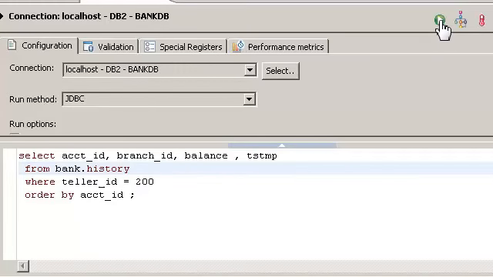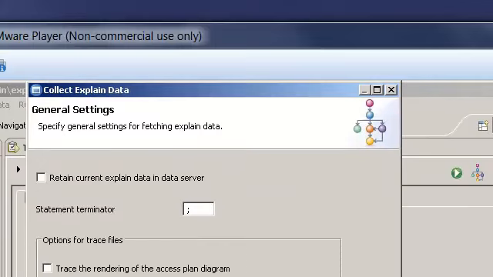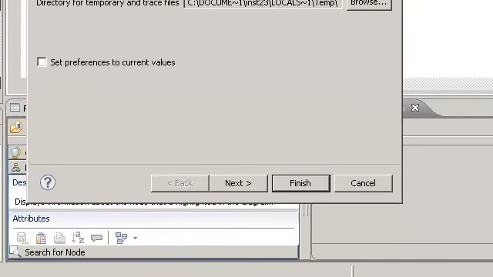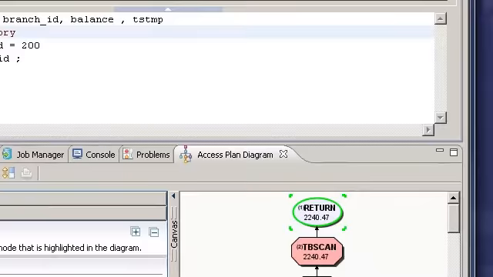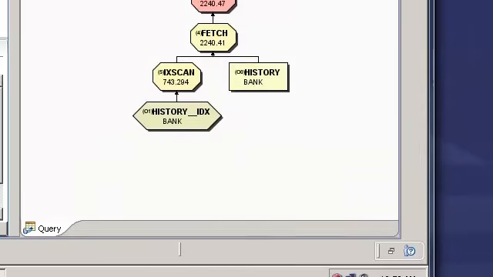We could run the query and actually see the result. We're going to run Visual Explain just to look at the access plan. We have a number of settings we could choose. For example, we could set a schema if we had unqualified tables. We're going to take all the defaults. The access plan appears here as the access plan diagram. We will maximize that to make it easier to look at.